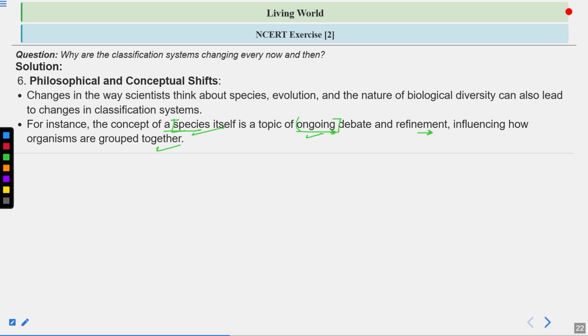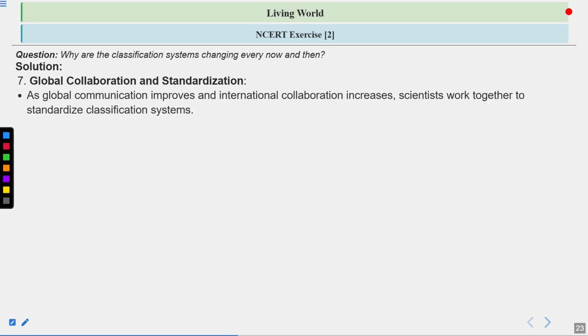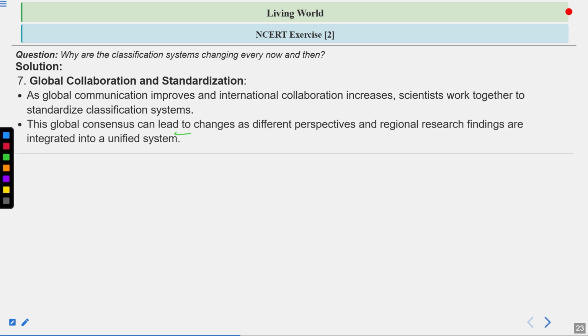Okay, so you can see these philosophical and conceptual shifts include the way the scientist is thinking, which parameters they are using. Global collaboration and standardization. Now there is international collaboration, so scientists from different countries are working together to standardize the classification system. This can also influence the classification system. The global consensus can lead to changes as different perspectives and regional research findings are integrated into a unified system. So now a lot of scientists from a lot of countries are working together, developing a standardized classification system.